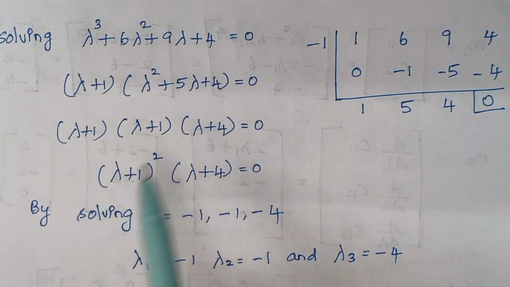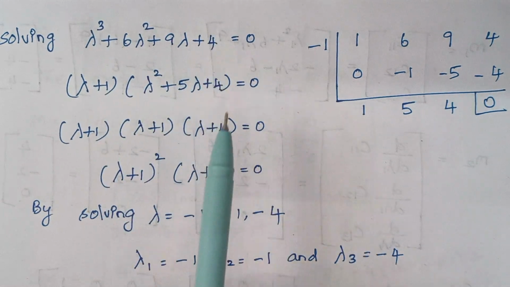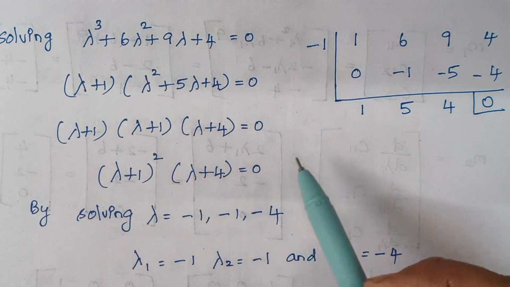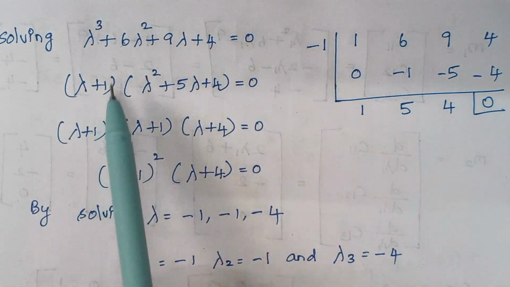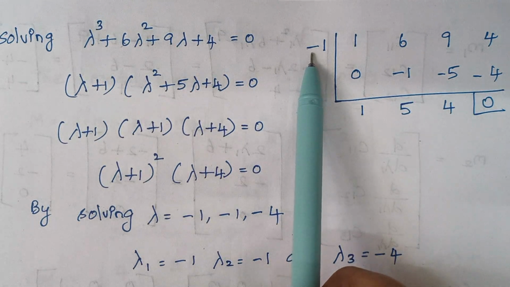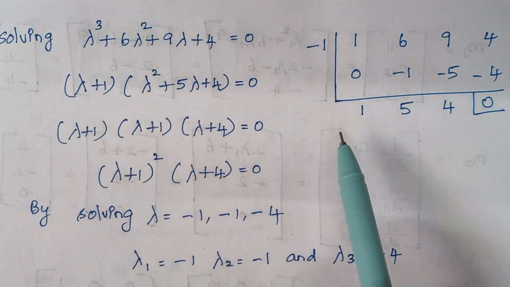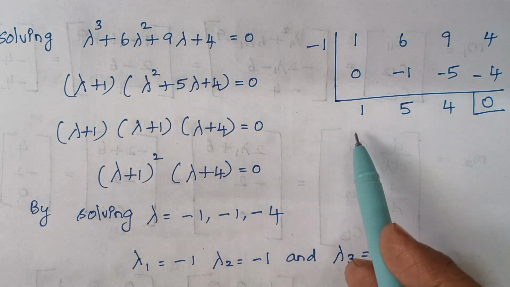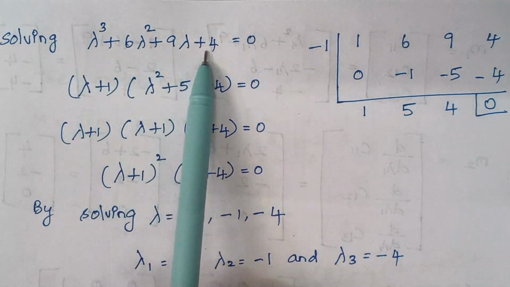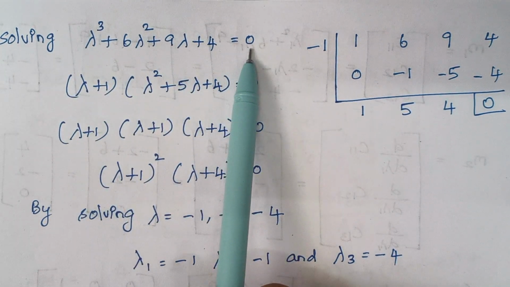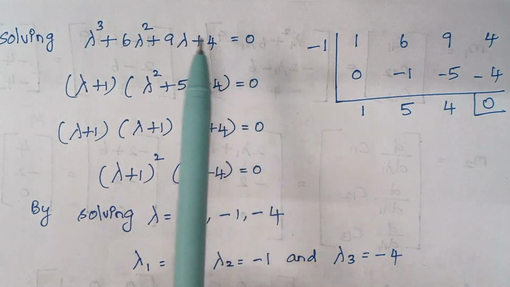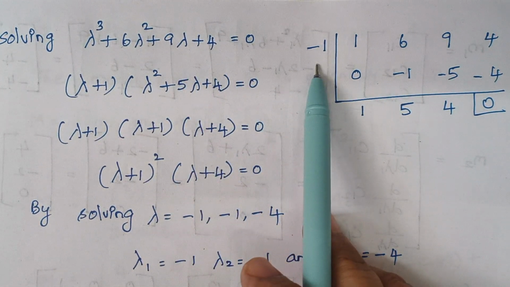Now we are solving this cubic expression by using the trial and error method. Let us give the value of lambda as minus 1. It is random, you can substitute any values, but initially start with the minor values. If you give the value of lambda as 1, it is not going to give you the answer 0. That is 1 plus 6 plus 9 plus 4. It won't be equal to 0. So the next step we proceed with minus 1.